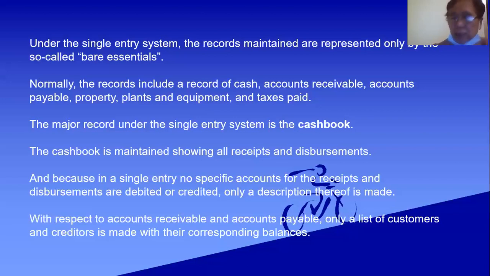With respect to accounts receivable and payable, only a list of customers and creditors is made with their corresponding balances. Of course, in double entry, we still maintain our subsidiary ledgers in order to support the general ledger, which is not true in the case of single entry. Because in single entry, you merely have a list of your debtors and your creditors.